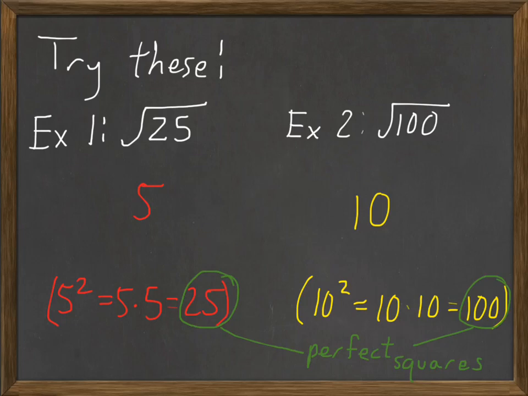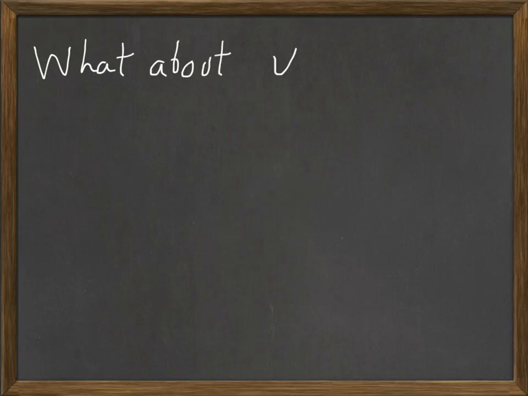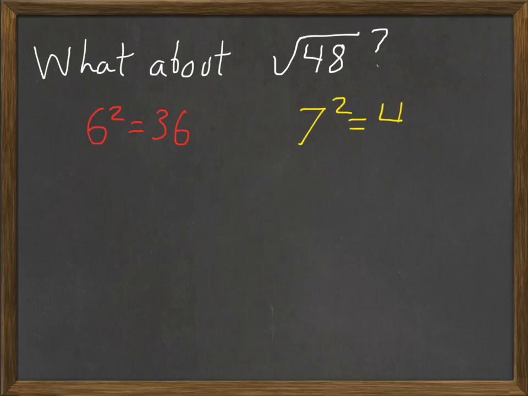Now what about the square root of 48? What number multiplied by itself gives me 48? Well, I don't know about you, I can't tell you that one off the top of my head. I know 6 squared is 36, so 6 is too low. 7 squared I know is 49, that's too high. So whatever number multiplied by itself gives me 48 has got to be somewhere between 6 and 7.